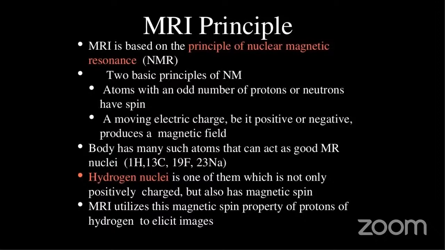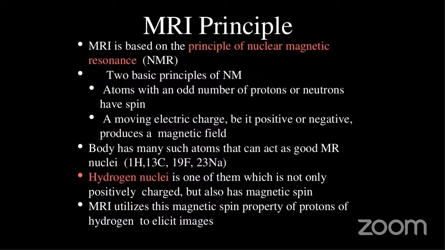The hydrogen nucleus is one of them, which is positively charged. We know hydrogen has no neutrons; it has a proton and a single electron spinning. So it is positively charged, but it also has a good magnetic spin. MRI utilizes this magnetic spin property of the protons of hydrogen to elicit images.